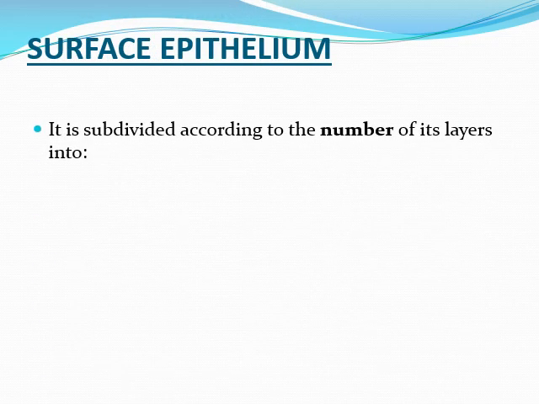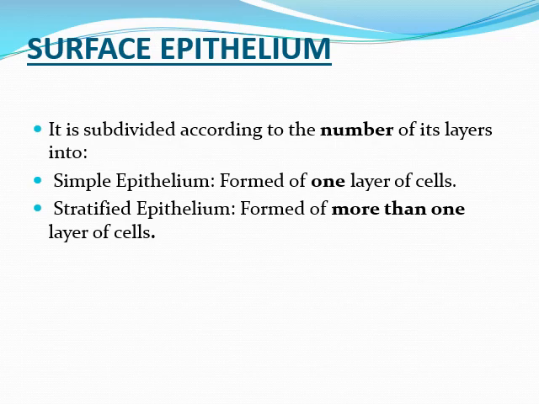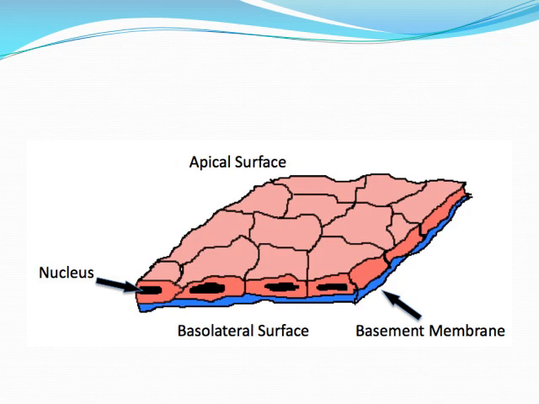The surface epithelium is divided according to the number of cells into simple epithelium, which is formed of only one layer, and stratified epithelium, formed of more than one layer. This is a diagrammatic picture. You can see it is one layer, so it is simple epithelium, lying on a basement membrane. The cell is flat with flat nuclei.